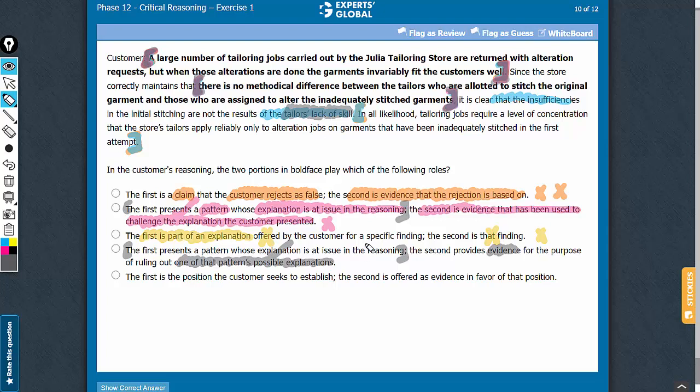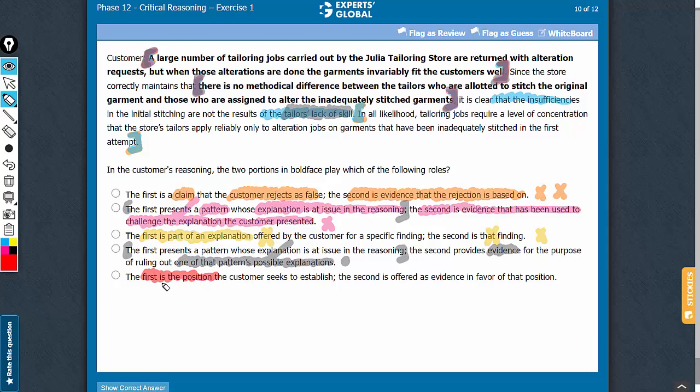So answer choice D, although it uses a very different vocabulary and approach from what our groundwork was, does a very fair job in explaining the roles played by the two bold-faced parts here. D is likely the correct answer choice. Look at answer choice E. The first is the position. Calling it a position is not the best way, but we cannot eliminate the answer choice purely on this basis. There would be a bigger flaw somewhere.